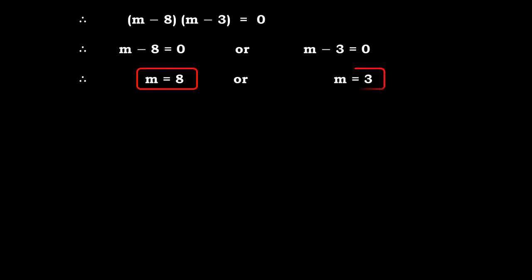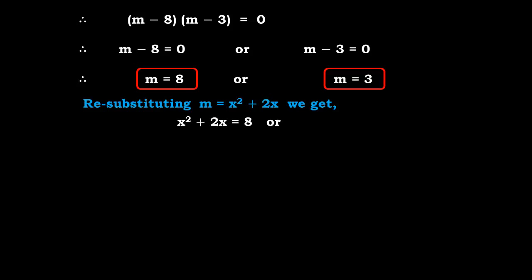Now see, resubstituting, we have to resubstitute the value of m, that is x² + 2x. We get x² + 2x = 8 or x² + 2x = 3.